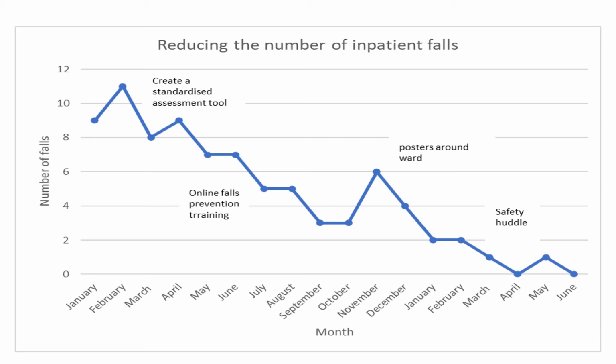We have just looked at the sequence of improvement and how to accelerate successful change ideas. As you can see from this run chart, the first 2 PDSA cycles of creating a standardised assessment tool and online falls prevention training were successful in reducing the number of patient falls until November, when a new change idea was tested to continue to improve the outcomes of reducing the number of patient falls on the ward.